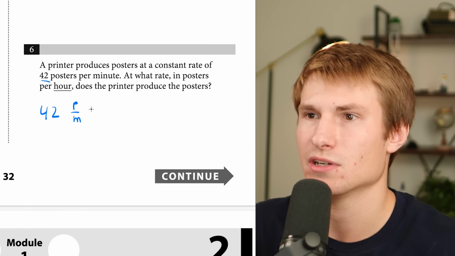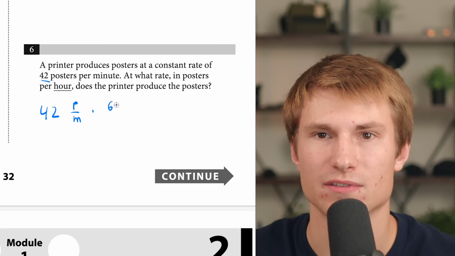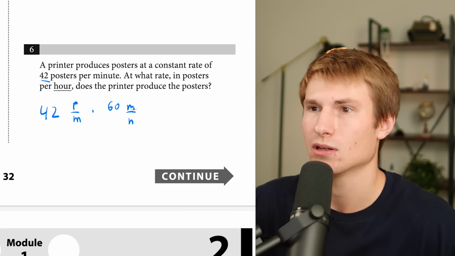Now we have to convert this into posters per hour. To do that, we need to get rid of the minutes. So what we're going to do is multiply by the fact that we have 60 minutes per hour. And this will give us, our minutes will cancel and we'll be left with posters per hour.